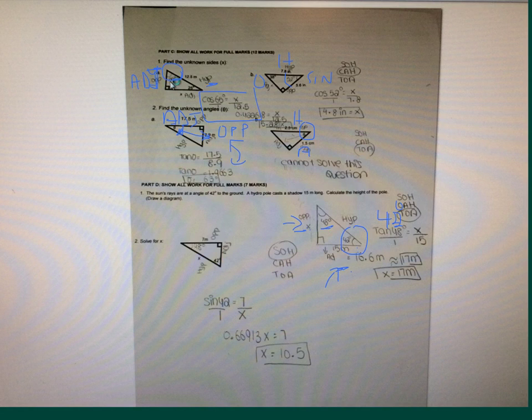For the last question, you're to solve for x, and you're using sine of 42. That's correct. That's 7 over x, opposite over hypotenuse. And so that one actually is correct, and so you'll get full marks on that question.